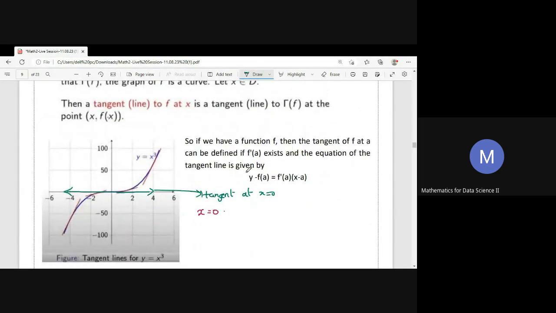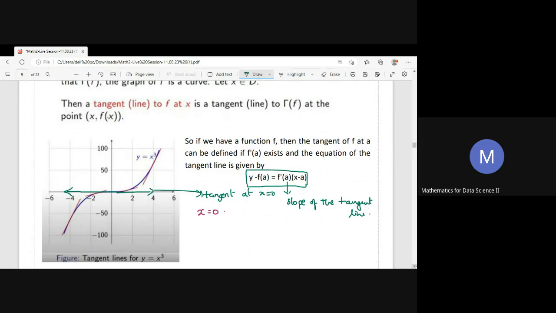And you know that the equation for finding a tangent is given by y minus f of a equal to f dash of a into x minus a. And what does this f dash of a represent? It is the derivative at the point a, the slope of the tangent line, right?